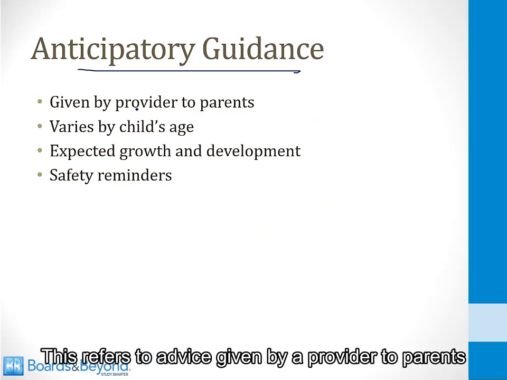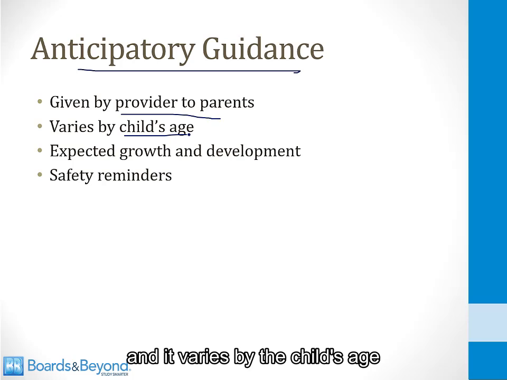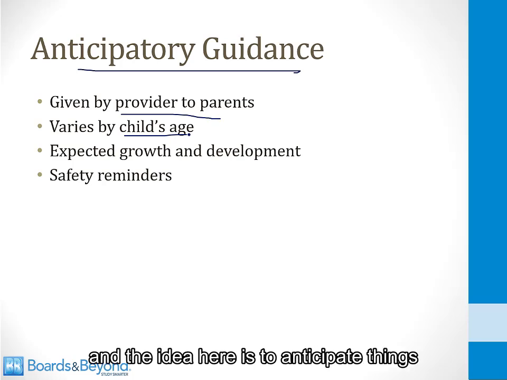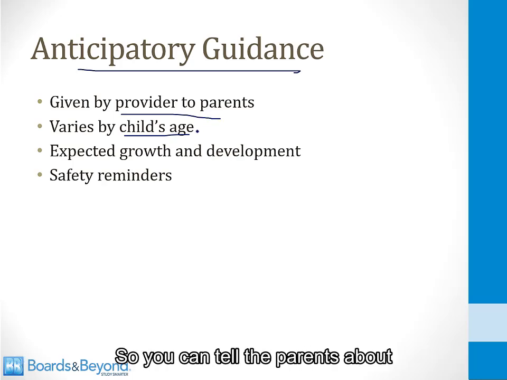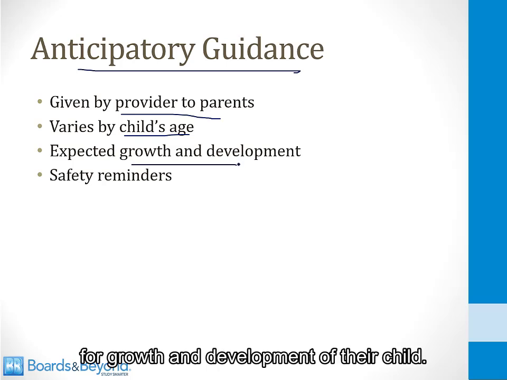Anticipatory guidance is a term you will hear often on your pediatrics rotations. This refers to advice given by a provider to parents, and it varies by the child's age. And the idea here is to anticipate things that are going to come up and let the parents be aware. So you can tell the parents about what is expected in the near future for growth and development of their child.